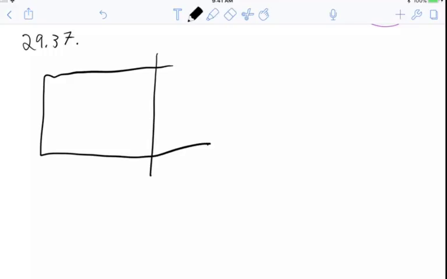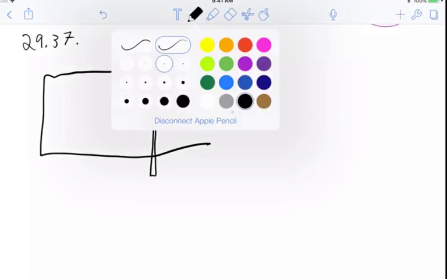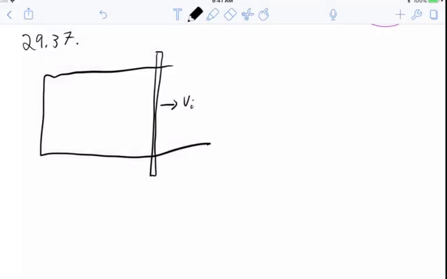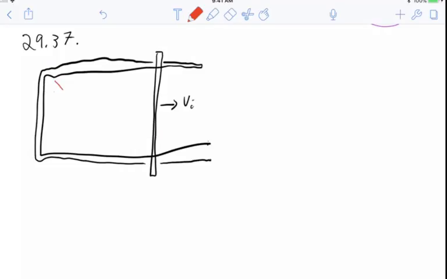Let's explain what's going on. So you've got these rails, and then you've got a bar. Usually when we do these questions, we're asking about a constant velocity system. So I will usually draw a donkey pulling the bar at a constant velocity or something like that. In this case, the bar moves freely. So you've got this magnetic field.